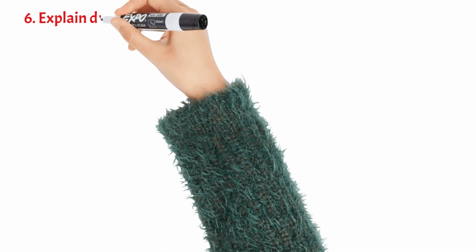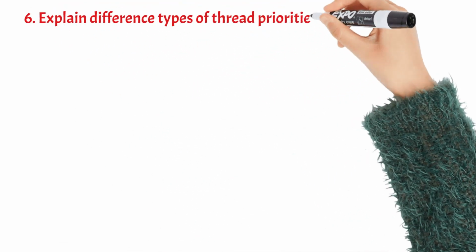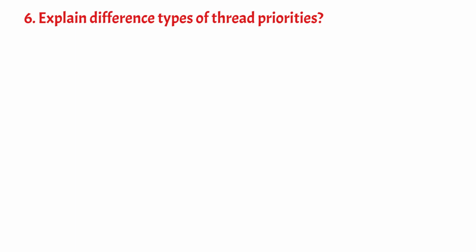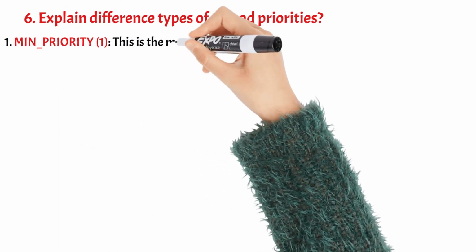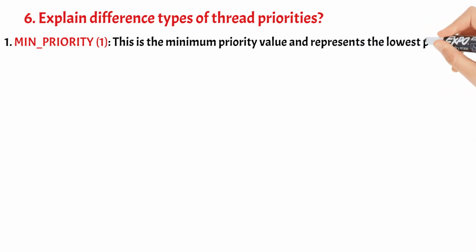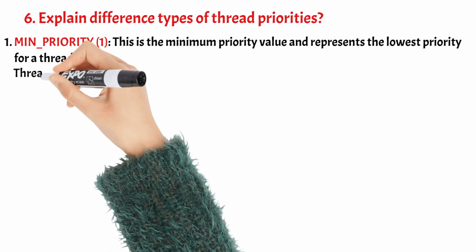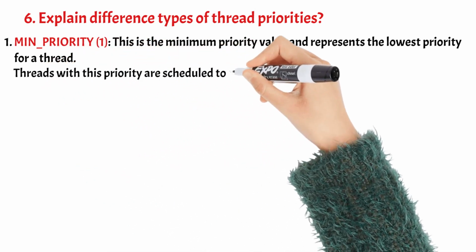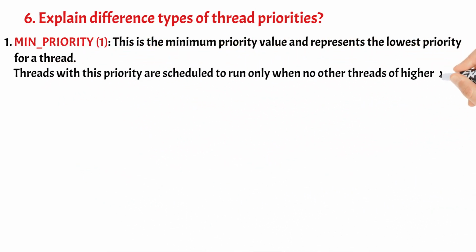6. Explain different types of thread priorities. 1. MIN_PRIORITY, 1. This is the minimum priority value and represents the lowest priority for a thread. Threads with this priority are scheduled to run only when no other threads of higher priority are active.